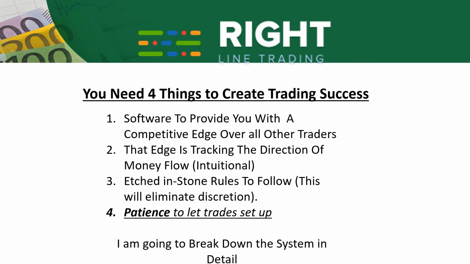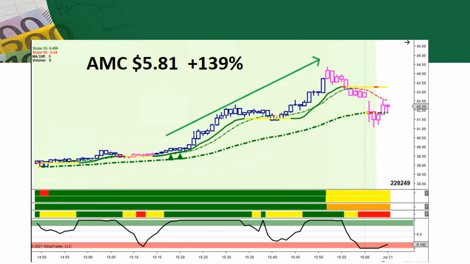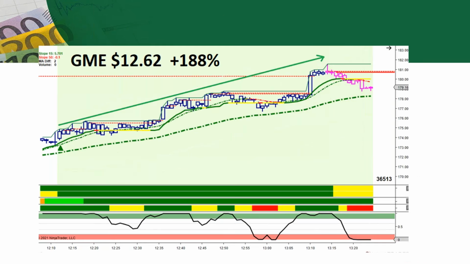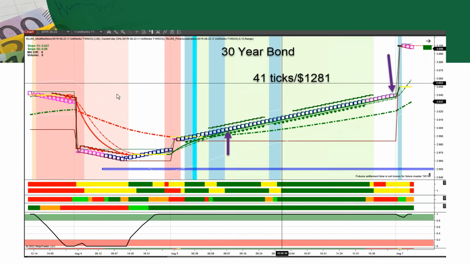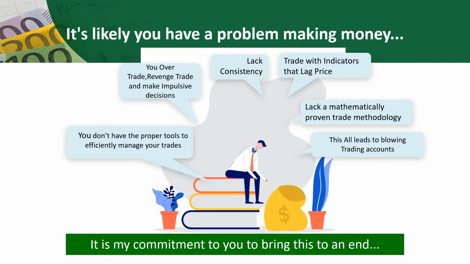I'm going to break down the system in detail, but let me show you a few trades that we've taken. Here's an options trade on AMC for 139%. Here's another one on GME for 188%. This was a 30-year bond trade that I took for 41 ticks. Another great trade on the euro for 56 ticks, 700 bucks. I can show you plenty of examples of trades that I've taken, but how is that going to help you? It's not, and I'm here to help you.